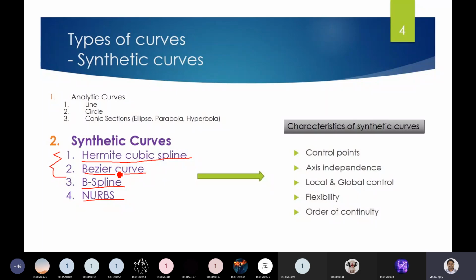Why? Because all are of the parametric form. So once you are familiar with the first two, then you can somewhat be okay with the other two also. Okay, and I hope you can remember these terms: Hermite cubic spline, Bezier curve, B-spline, NURBS. NURBS means non-uniform rational B-spline.